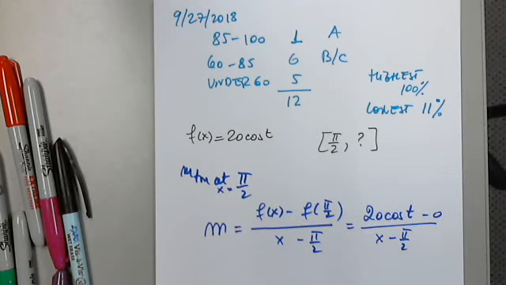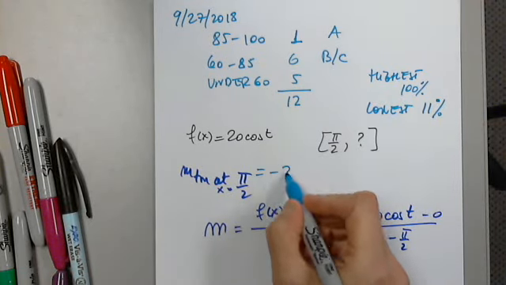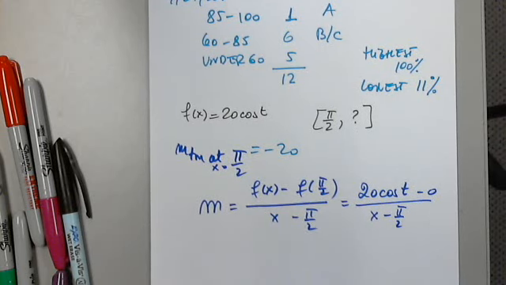So the slope of the tangent line to the graph of this function at pi over 2 is negative 20. So I write negative 20, and that's all I needed to do. That's what we did. If you go back to your notes, you will see that was what we did.